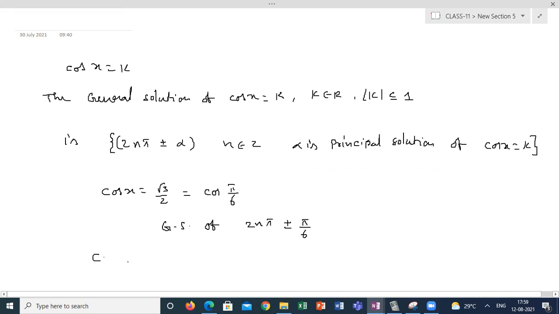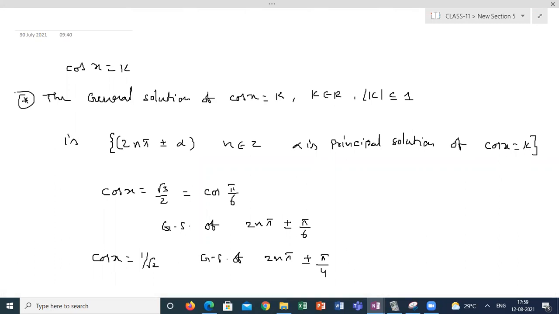Simple. Suppose I am giving cos x is equal to 1 by root 2. The general solution of the given equation is 2n pi plus or minus pi by 4. This is how we can write with the help of these statements. So the same statement we are going to prepare for tan x, sin square x, cos square x, tan square x. That is enough to do any kind of numericals up to JEE mains level.